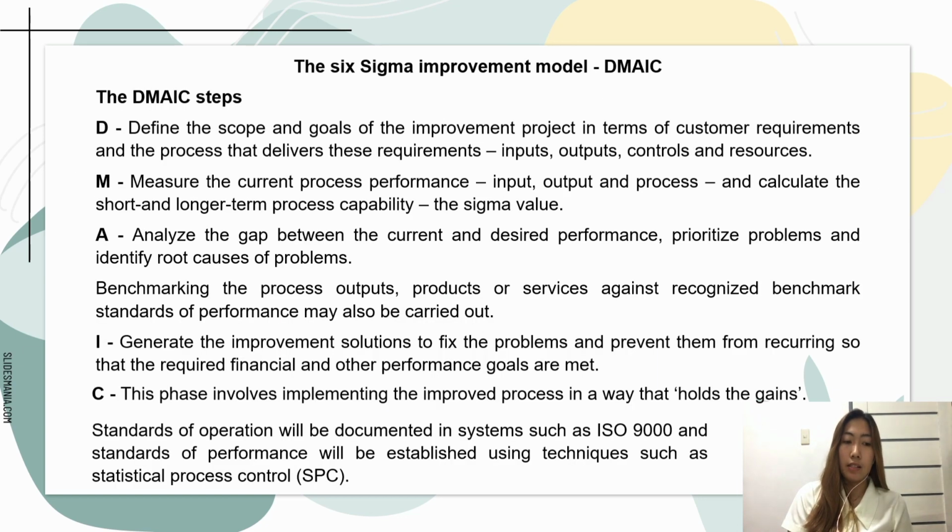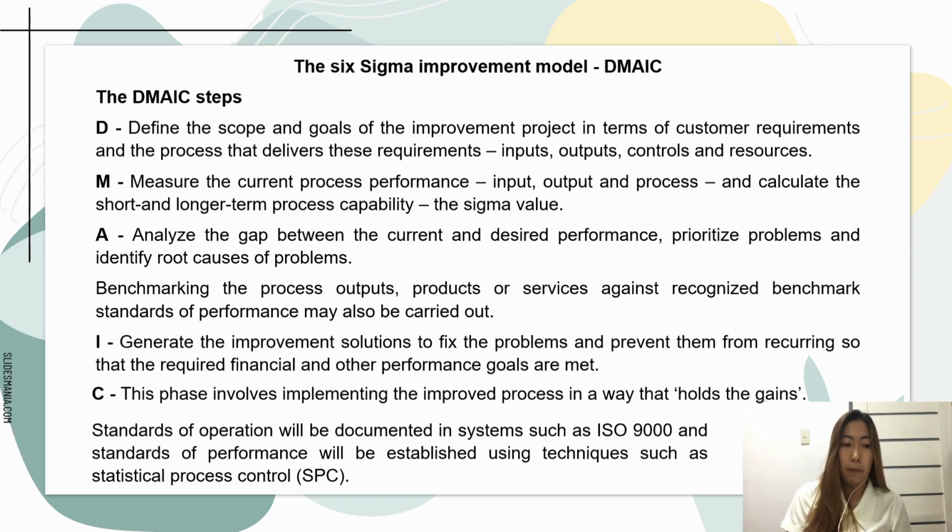So, next is the Six Sigma Improvement Model, the DMAIC steps. First, D, define the scope and goals of the improvement project in terms of customer requirements and the process that delivers these requirements: inputs, outputs, controls, and resources.